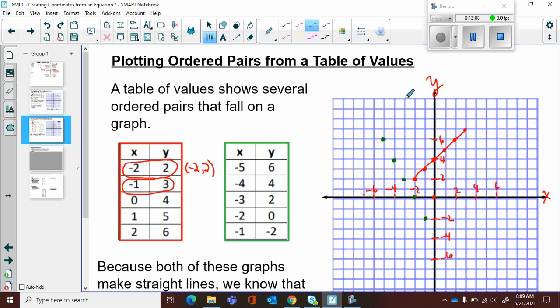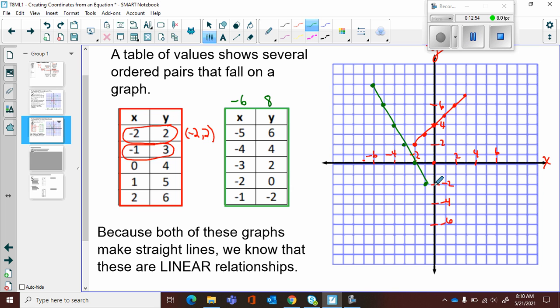Okay, so this line is a little bit steeper, but again, it makes a straight line. And we could extrapolate some data on this as well. If I wanted to continue my table of values backwards and say x is -6, we know that for every 1 that we move back, we have to move up 2 on the y-axis. So that would be our next point, -6 and 8. So we could figure out more points on this graph just based on the pattern that's developing.